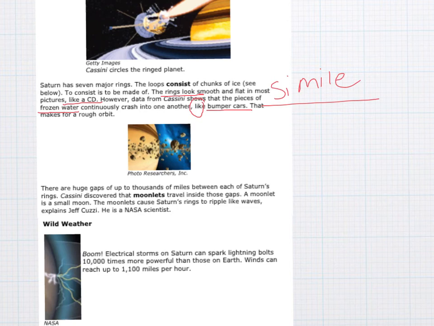But in the next paragraph, I found something awesome. I found an onomatopoeia. Boom! Electrical storms on Saturn can spark lightning bolts 10,000 times more powerful than those on Earth. This is an onomatopoeia, because it's a sound that sounds just like it would sound in real life. Alright, did you find all the ones that I found? Good job.